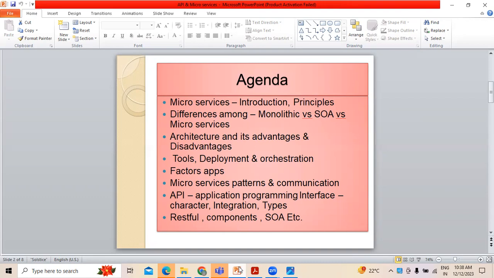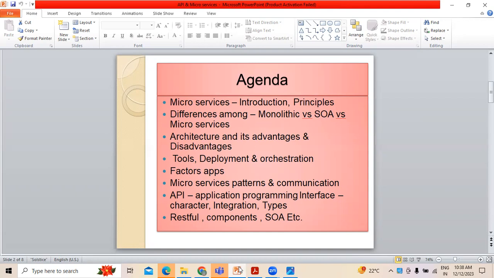Of course, for deployment we are using tools, that's a different thing, but for the releases we need to be involved. So we need to know the different tools, deployments, and orchestrations. At the same time, we need to discuss exclusively these factors, which are required especially in our curriculum. Next, about microservices patterns and communications.